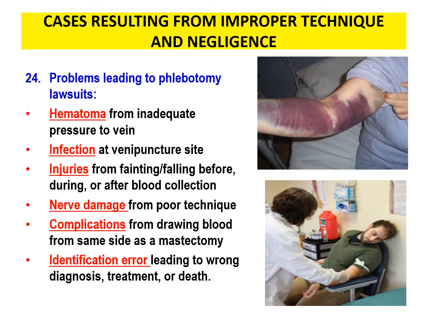Infections at the venipuncture site. This is from you not performing proper cleaning of the site. Injuries from fainting or falling because you didn't lock them in. You weren't paying attention to them. Okay, nerve damage because you dug around in their arm or you used improper technique, complications from drawing blood from the same side as a mastectomy, and identification errors. You did not properly ID your patient, which could lead to the wrong diagnosis, treatment, and even death of that patient.